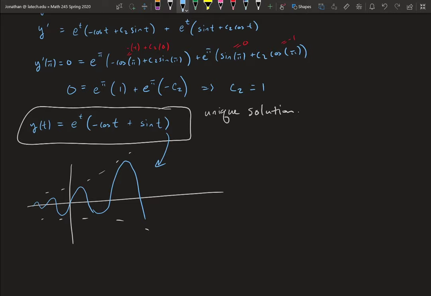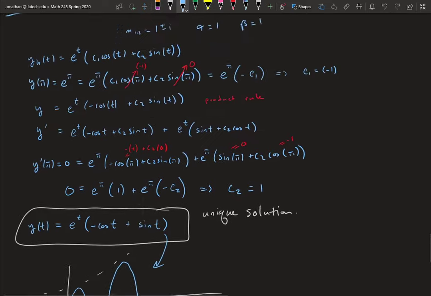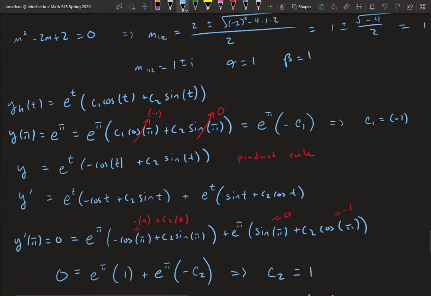All right, how do we get C1 as -1? Let's go back up right here. Basically, I have e to the pi right here, and I have e to the pi times negative C1 right here. So basically e to the pi equals e to the pi times negative C1. So that would tell me that C1 needs to be -1, because I want e to the pi on both sides. Good question.